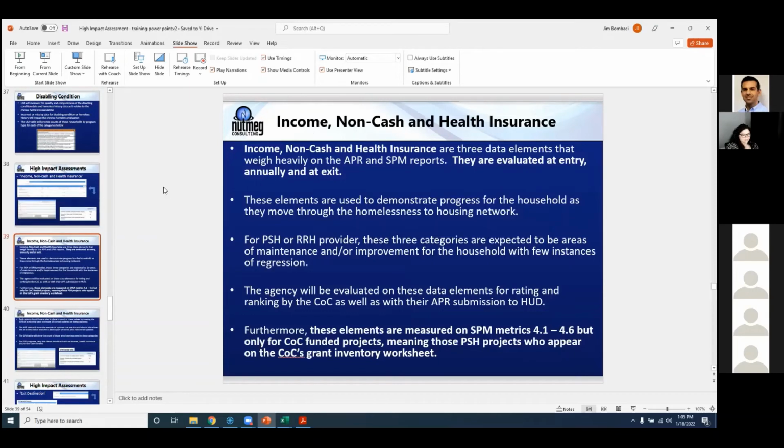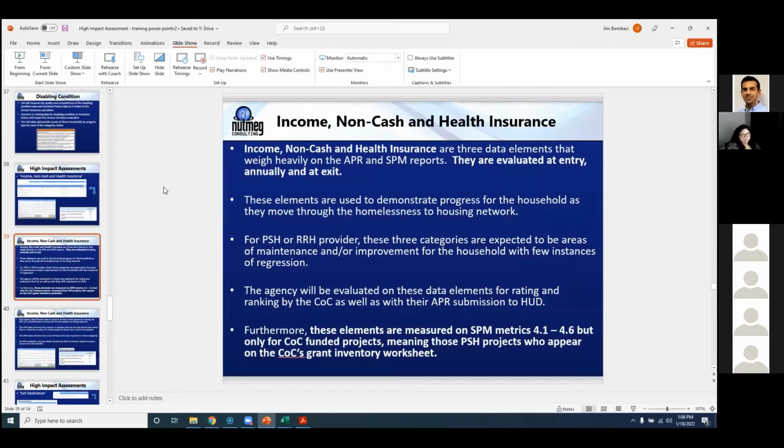And it's important that you update those records at minimum annually. Income, non-cash, health insurance, obviously those are the three major ones. For PSH and RH, these three categories are expected to be areas of maintenance and/or improvement. So essentially what that means is the numbers stay the same or improve, they don't go down.